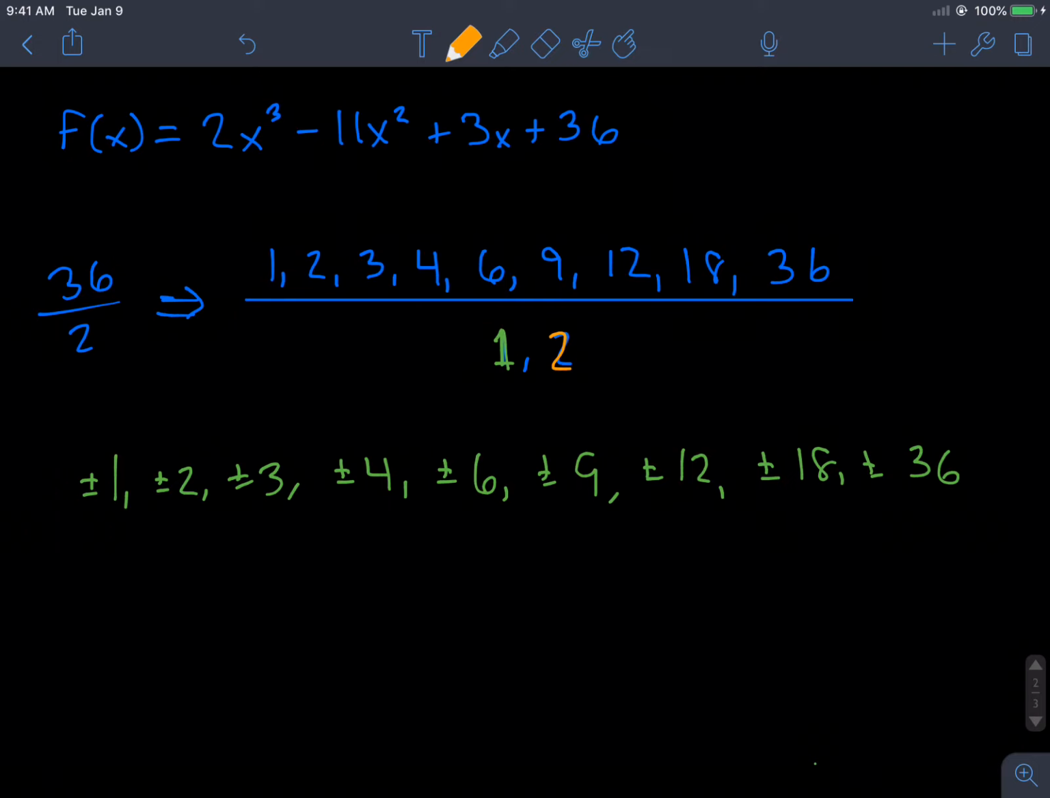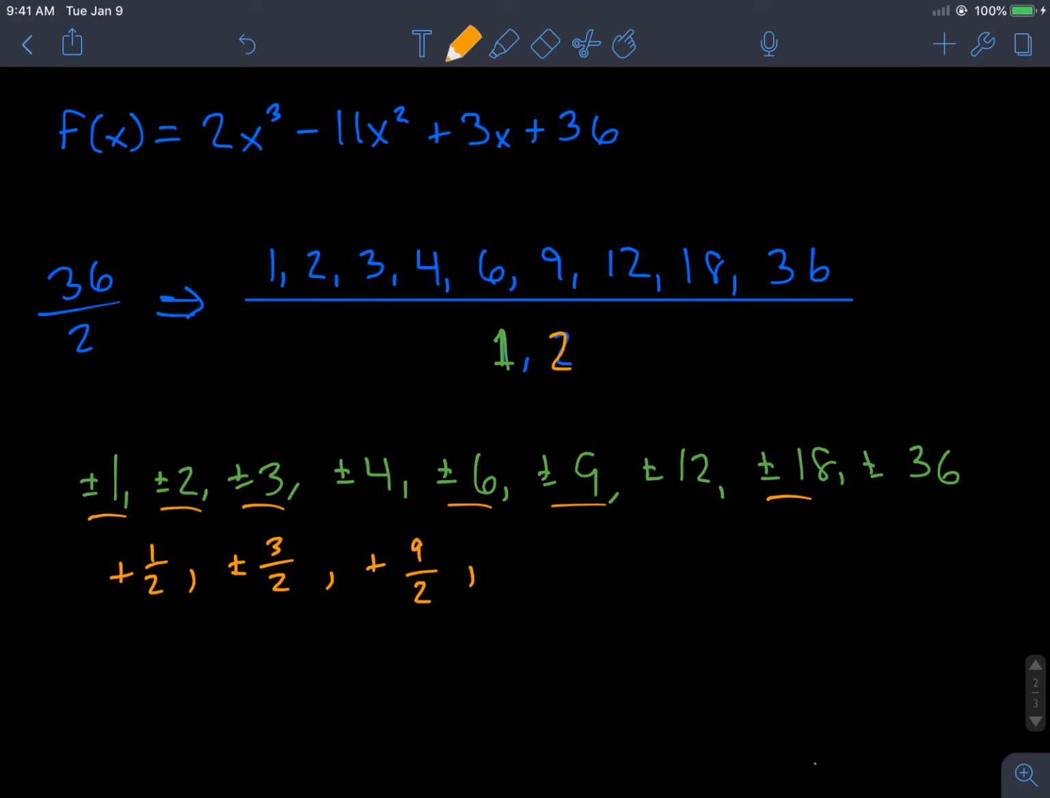And a lot of these will repeat. If we do 1 over 2, well, that's 1/2, and that's a new one. But when we do 2 over 2, that's 1, and that's already in our list. Then we have 3 over 2. We would have 4 over 2, but that's 2, and that's already in our list. 6 over 2 is 3, that's already in our list. 9 over 2 is not in our list. 12 over 2 is 6 and is already in there. 18 over 2 is 9, and 36 over 2 is 18.